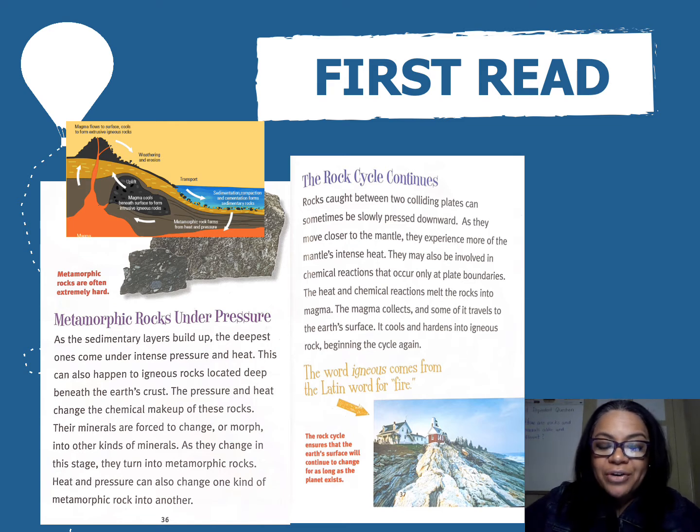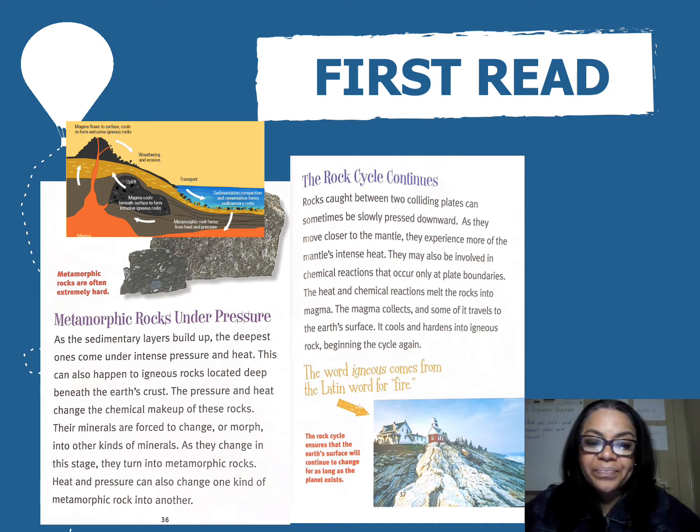Metamorphic rocks under pressure. As the sedimentary layers build up, the deepest ones come under intense pressure and heat. This can also happen to igneous rocks located deep beneath the Earth's crust. The pressure and heat change the chemical makeup of these rocks. Their minerals are forced to change or morph into other kinds of minerals. As they change in this stage, they turn into metamorphic rocks. Heat and pressure can also change one kind of metamorphic rock into another.